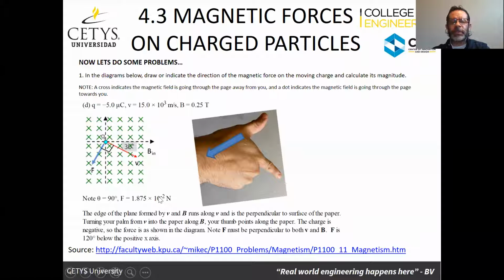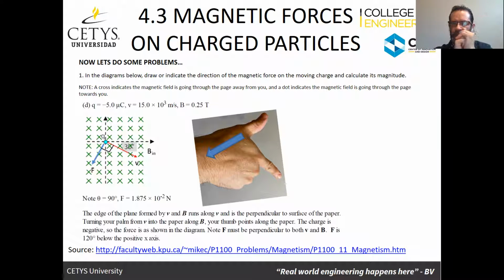Okay. Questions up to this point before we move along? Again, I'm putting the images there, so when you look at it, try to put your hand the way it's in the image, and that's going to give you the relationship or the direction. Okay.